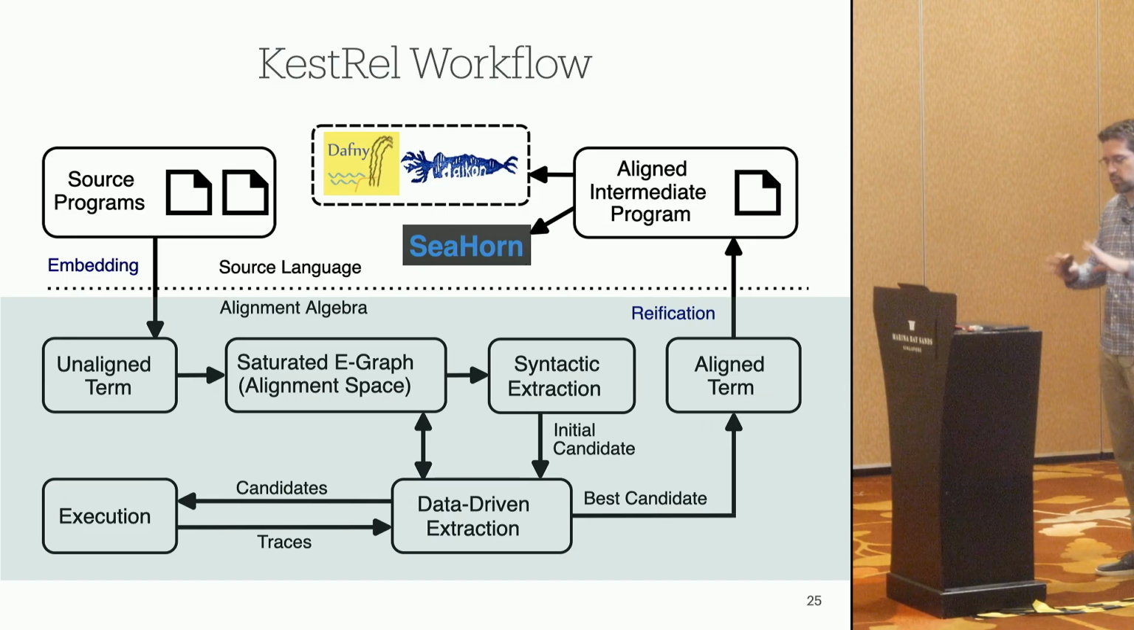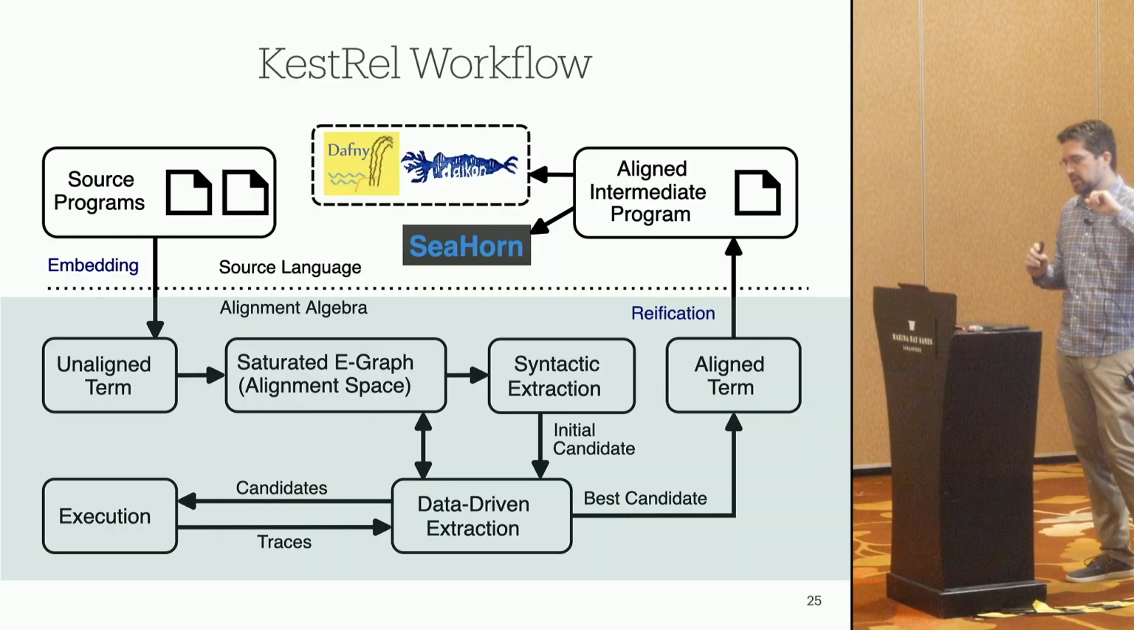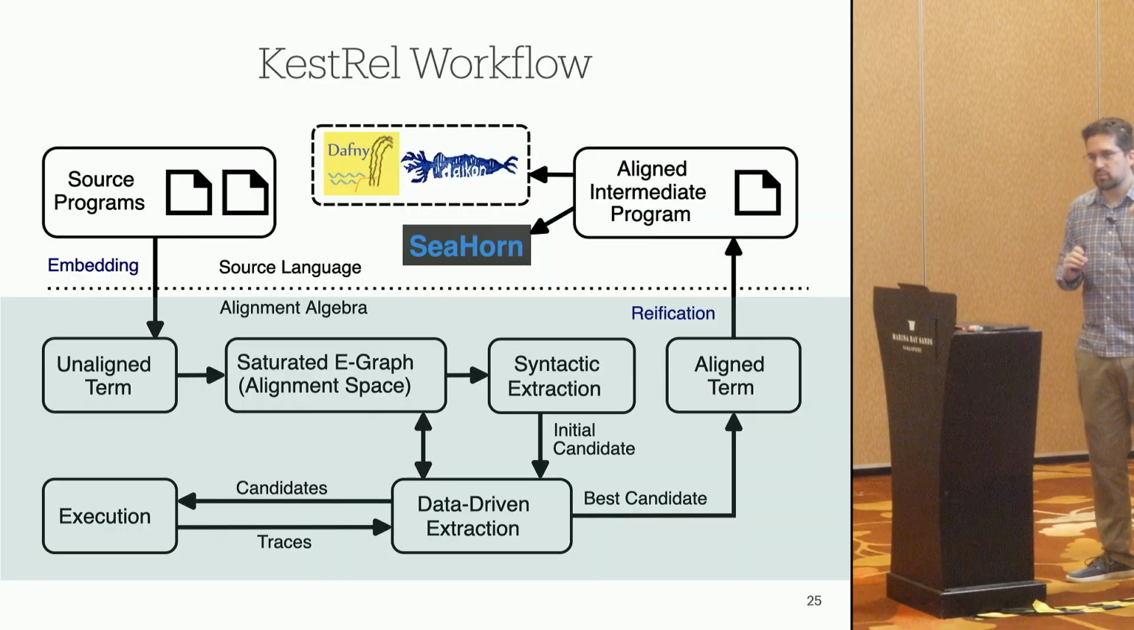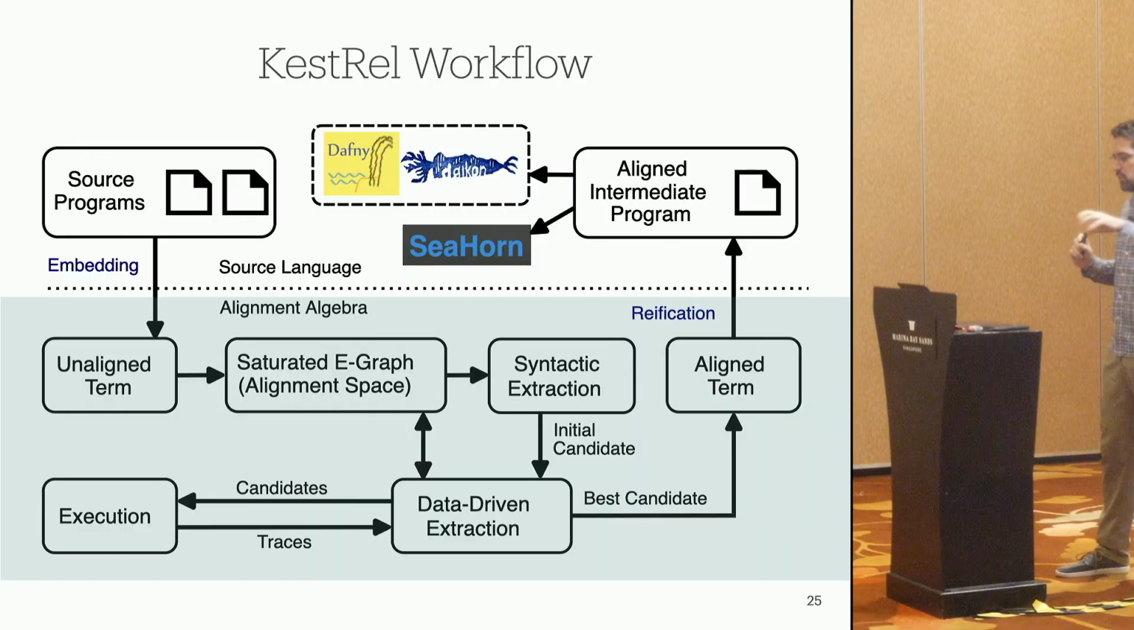At the end of the day, when we put it all together, we have something that looks like this. Above this dotted line are things that are happening in our source code language, like C, which is what we used. And then below the dotted line, we have things happening in alignment algebra land. So we start out with our two source programs. We embed them into the alignment algebra, into some original unaligned term.